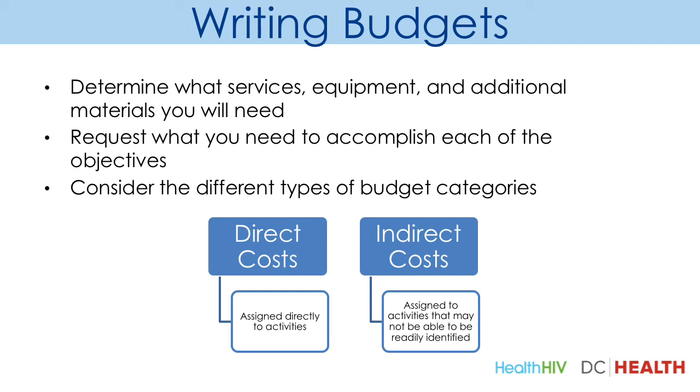So as you set out to determine what your budget will be, determine what services, equipment, staff, and other services you will need. Make certain that you request what you need to accomplish the objectives that you have set forth in your proposal. You may also need to distinguish the budget categories that are listed. Items that are considered to be direct costs are those that are assigned directly to activities, while indirect costs are assigned to activities that may not always be able to be readily identified.